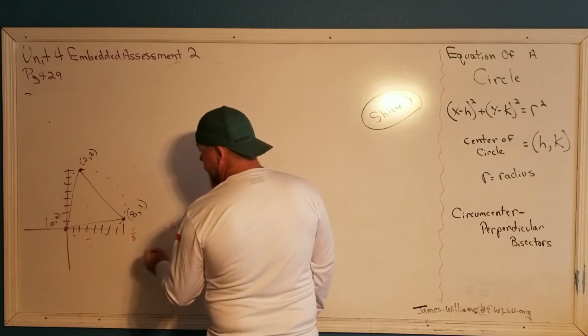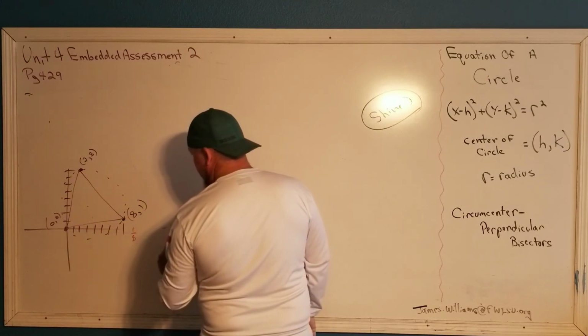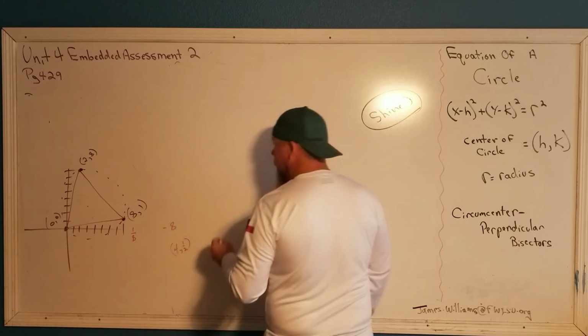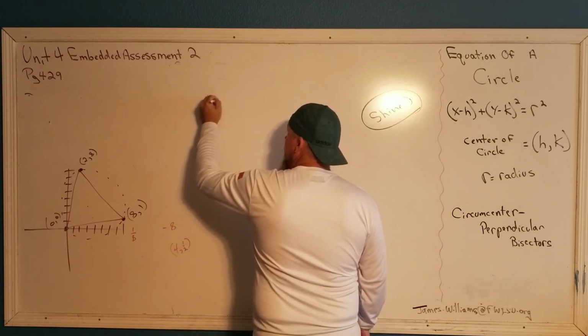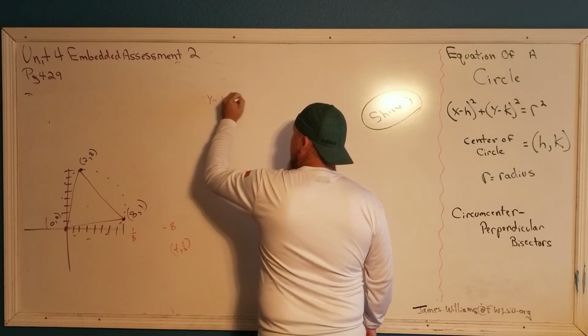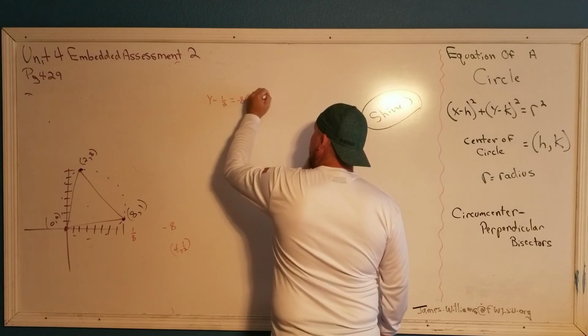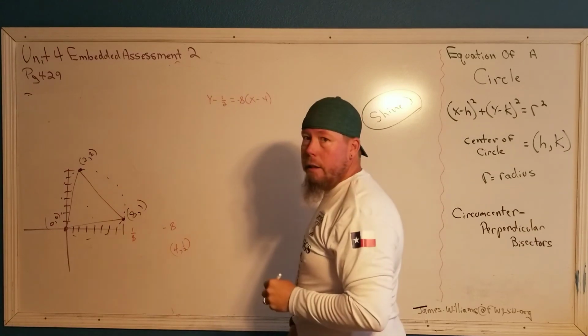My midpoint is, what is the midpoint of this line? Well, think about it. It would be 4, 1/2. So that's the point I'm going to use. So I'm going to have y minus 1/2 equals negative 8 times (x minus 4). So that is one of my lines that I'm going to work with.